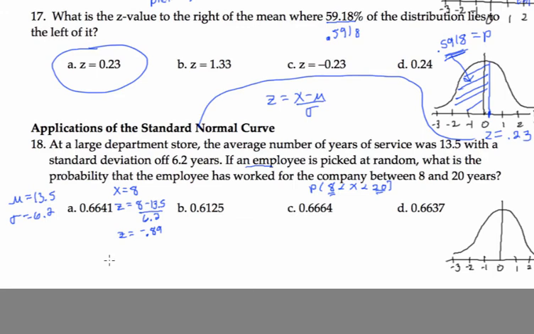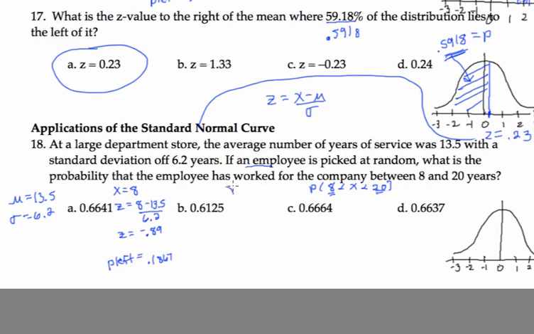Then I go to my table. I put the z-score on the side of the table and I find the probability that I'm to the left of that z-score. I read off the probability from the inside of the table, which is 0.1867.